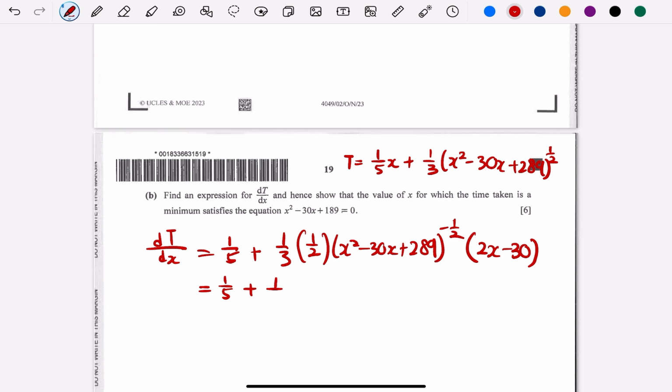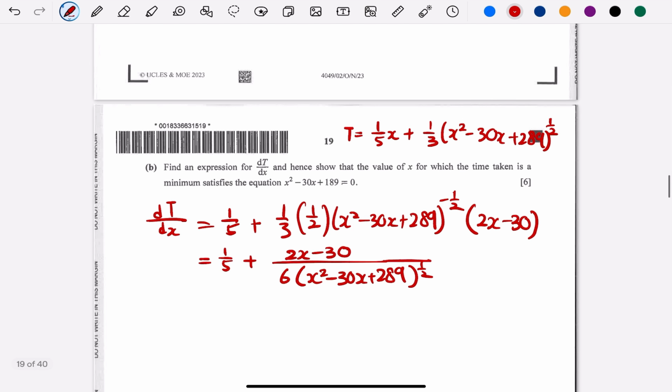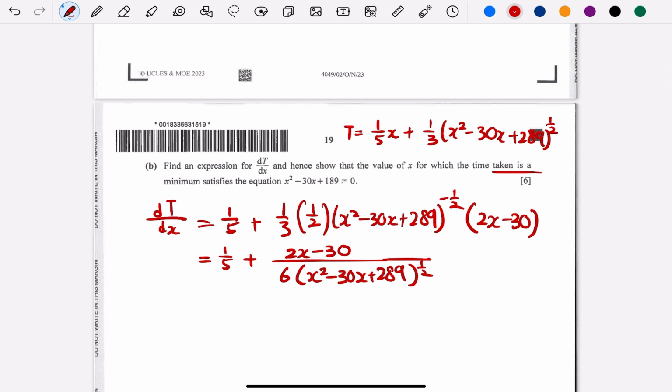Okay, this becomes 1 over 6 multiplied by 2x minus 30. So actually it's just (2x minus 30) over 6 times (x squared minus 30x plus 289) to the power of negative half. Okay, and then they tell you that the time is taken to be a minimum. When it's taken to be a minimum, it suggests that your dt/dx equals 0, because it's your stationary point.